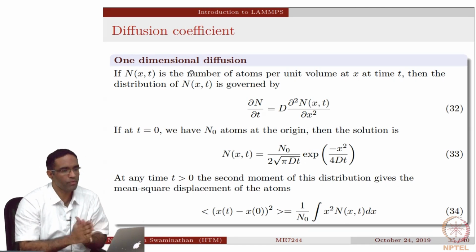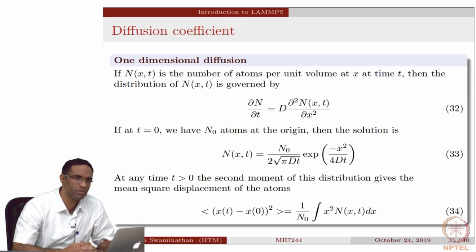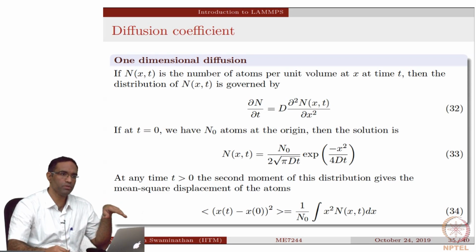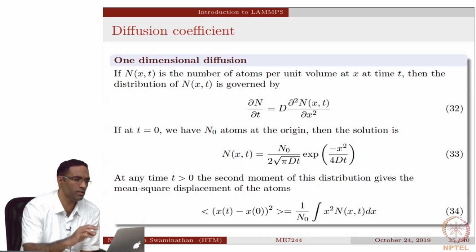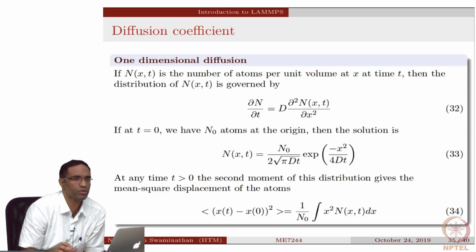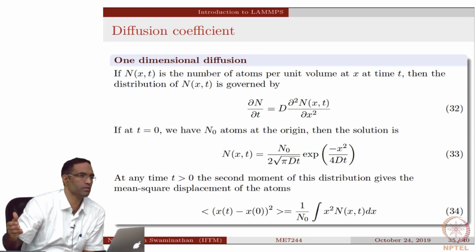So what we have to compute is what is referred to as the mean squared displacement of the atoms in the system. If you plot the mean squared displacement of the atoms over time, the slope of the mean squared displacement is basically proportional to the diffusion coefficient. The actual theory that tells us that the mean squared displacement is proportional to the diffusion coefficient comes very much later in statistical mechanics.